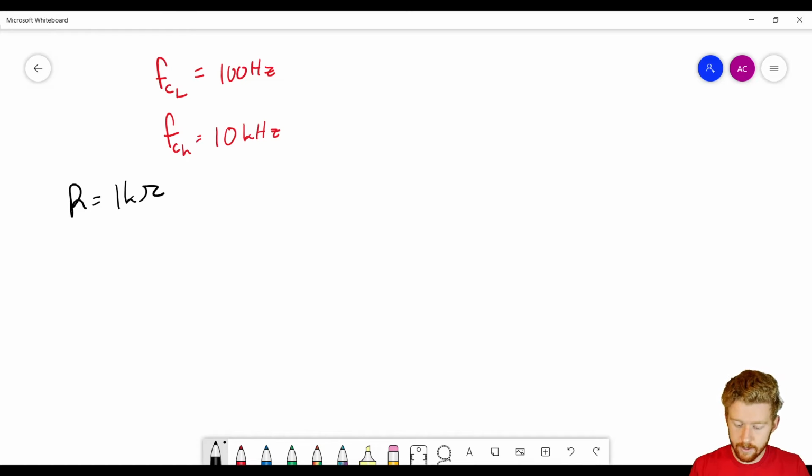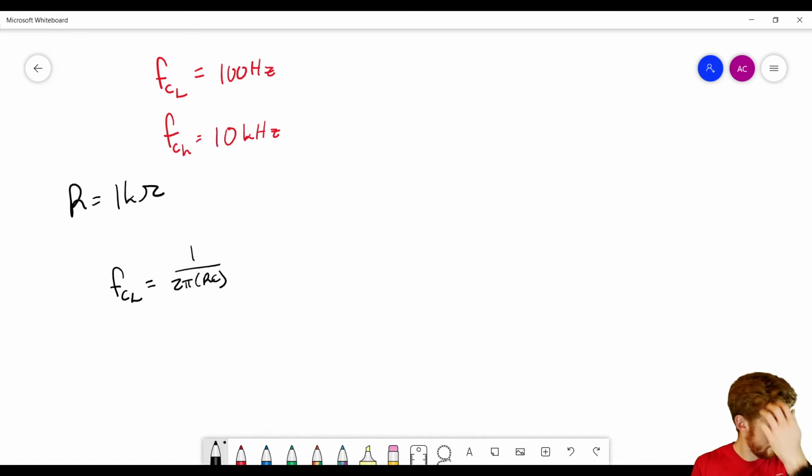Okay, so I know FCL is going to be equal to 1 divided by 2 pi RC. We know FCL. We know 2 pi, clearly. We know R, because we were given R. So all we have to do is calculate for C.